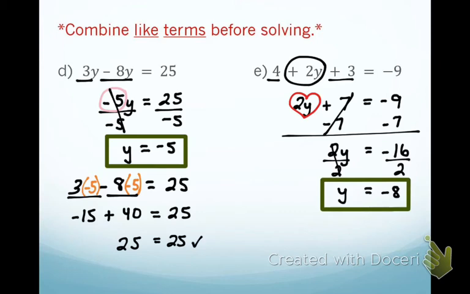All right, now we're going to check it. Drop down your equal sign. I have 4 plus 2 times y plus 3 equals -9. Instead of that 2 times y, what am I going to plug in? 2 times -8.